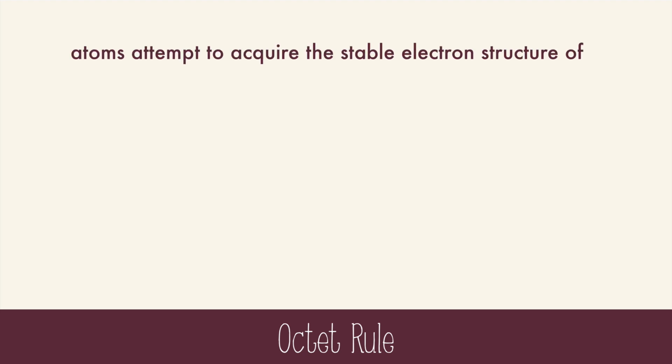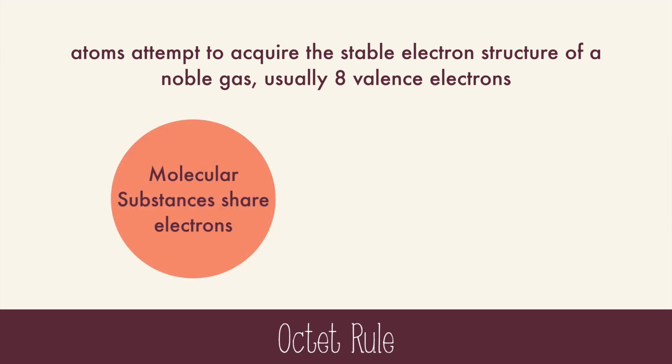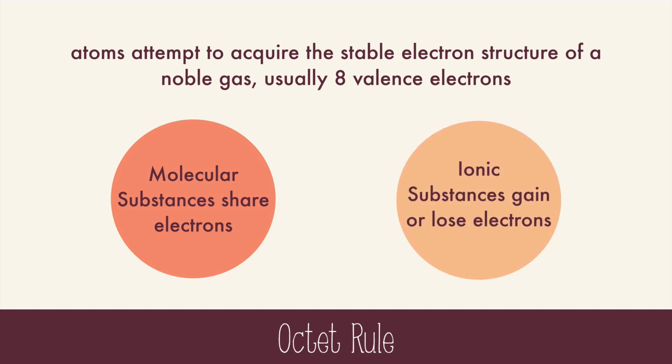Atoms attempt to acquire the stable electron structure of a noble gas, usually 8 valence electrons. Remember, helium will only have 2 valence electrons and feel stable. Molecular substances do this by sharing electrons in their bonds, and ionic substances will gain or lose electrons to get to the octet, which is 8 valence electrons.